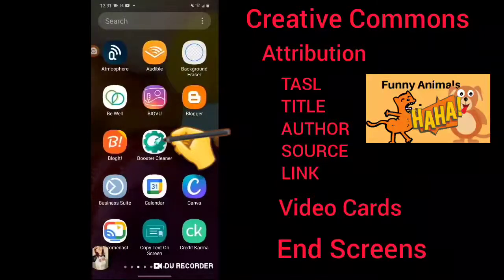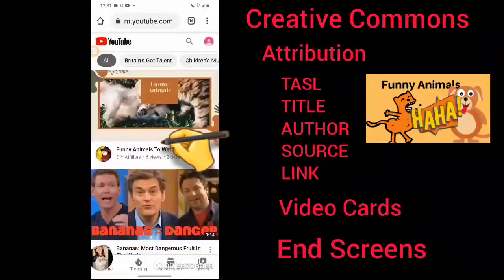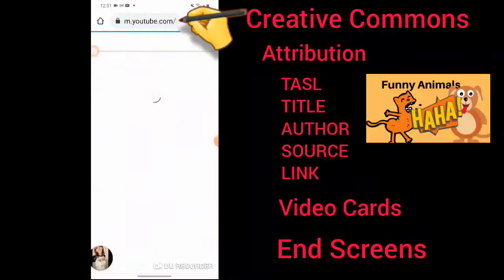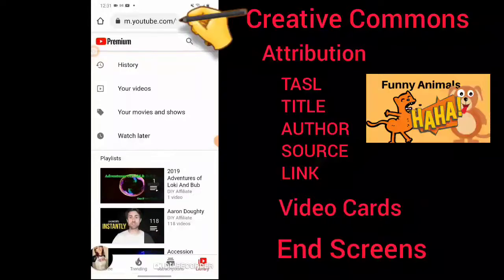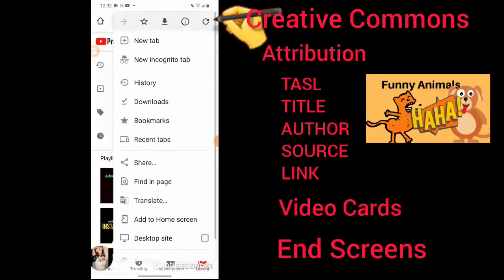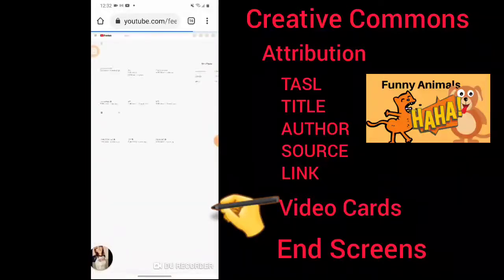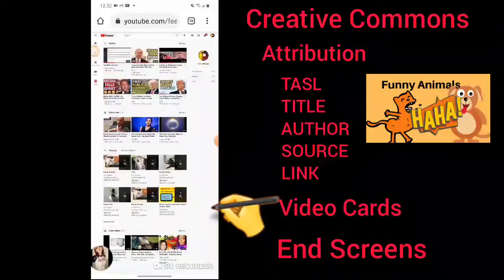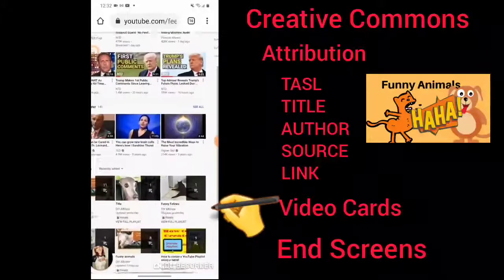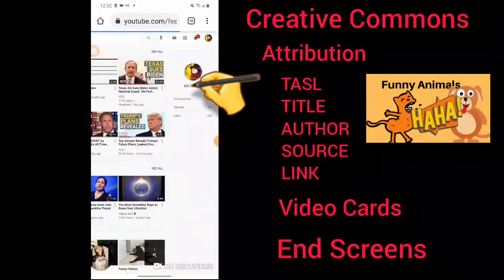On your cell phone, find your Chrome. In your Chrome, go to YouTube. Go into your YouTube account that you would like to use, the YouTube account where your Creative Commons video was uploaded. Tap these three dots and go to desktop site. This will then give you what you would be looking at. Click on your avatar and go to your YouTube Studio.